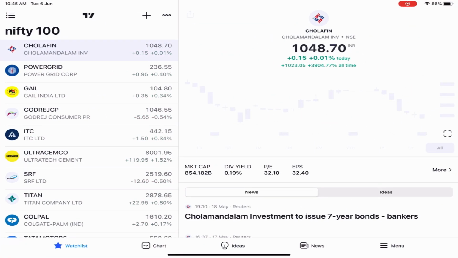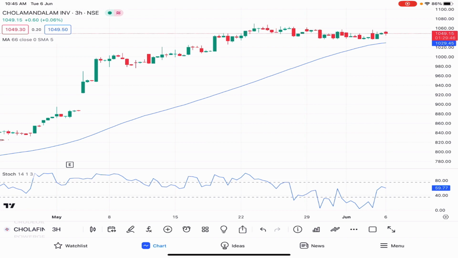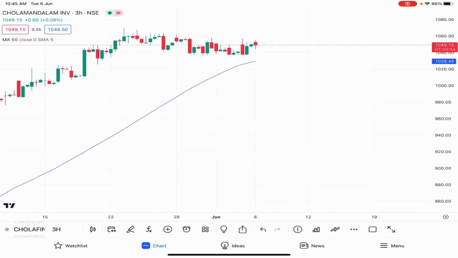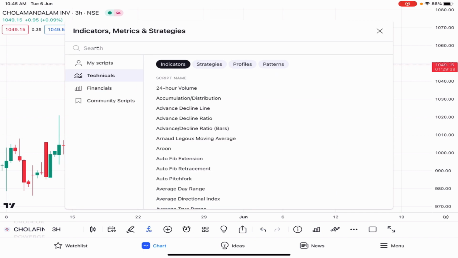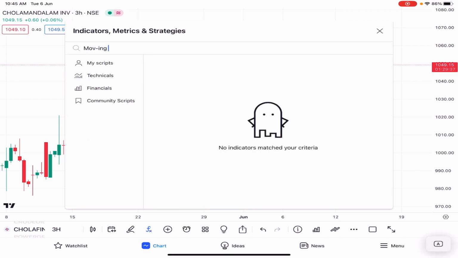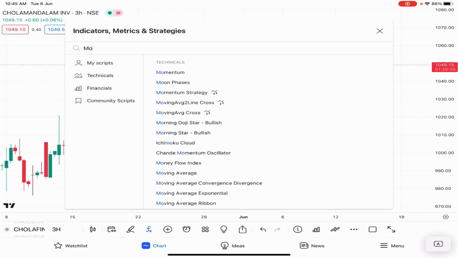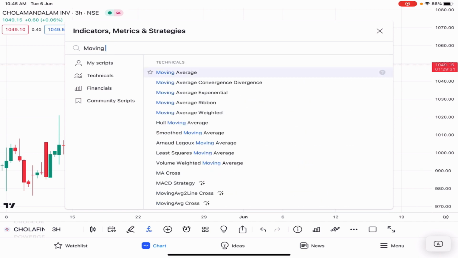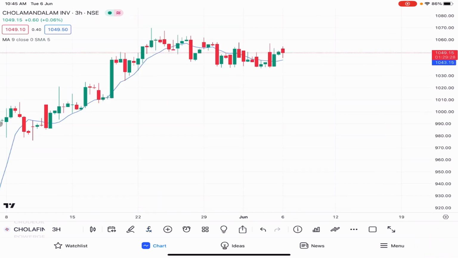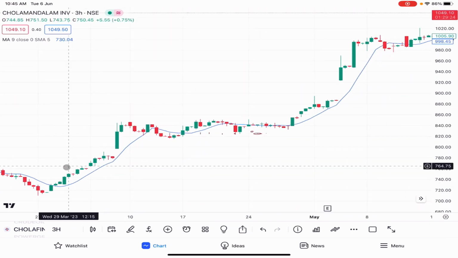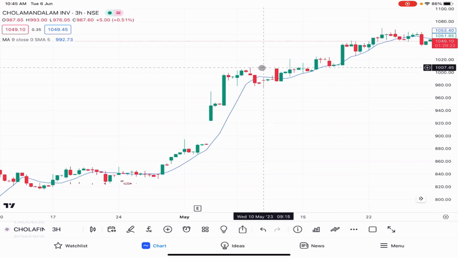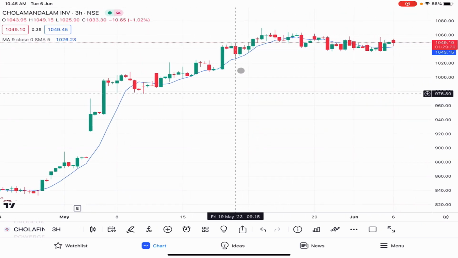If you go to your charts, let me just put a moving average. Okay, look at this. I've already put a moving average, but I'll still show it to you. So I'm going to indicators and searching moving average. Okay. So when I click on moving average, a line like this gets plotted on your graph. You can see that the line is basically following your price. Wherever your price is going, the line is also going there.